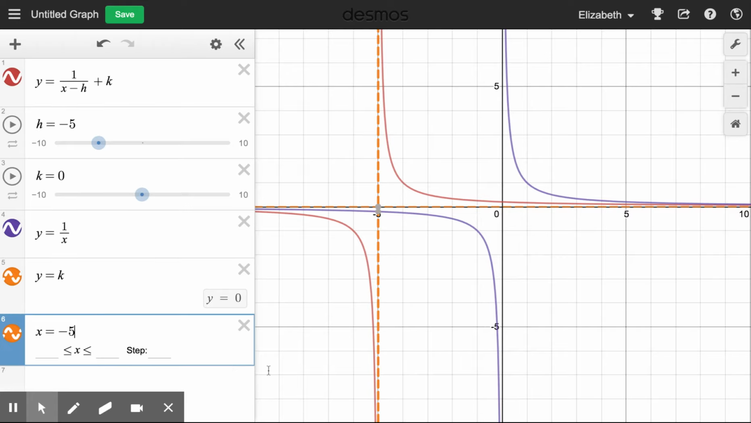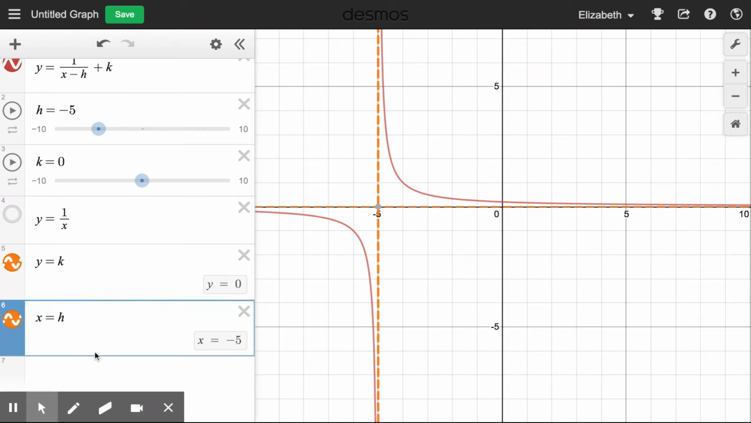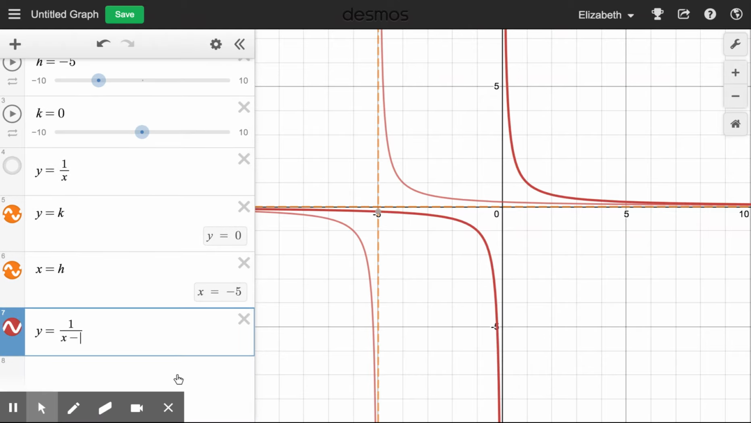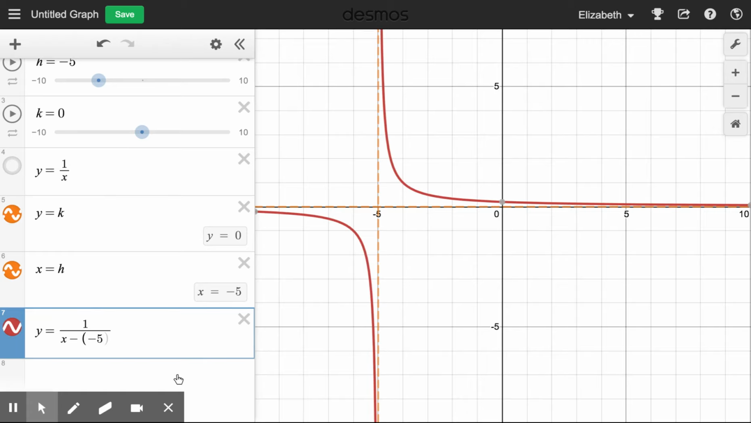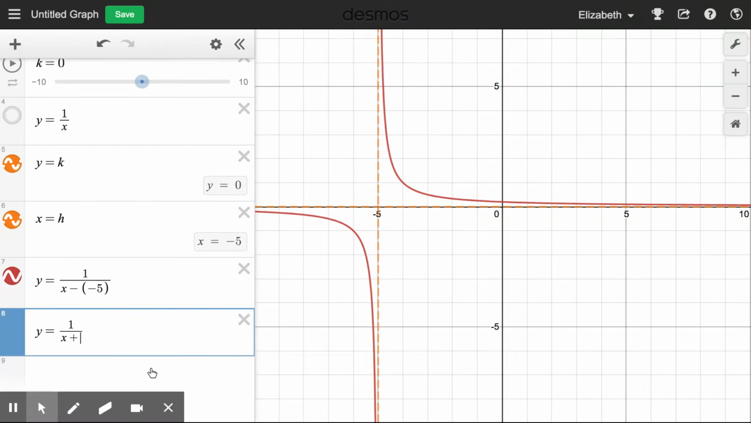So in general, we could say that x equals h gives us our vertical asymptote. Don't forget that h is being subtracted here. So if you were to see this in an equation, it would look just a little different. You would have y equals 1 over x minus -5. And that might actually be written as y equals 1 over x plus 5, since subtracting a negative is the same as addition. As you can see, all these match. So you have to be careful when you're looking for h to know that it's the opposite sign of what you might see in the equation.